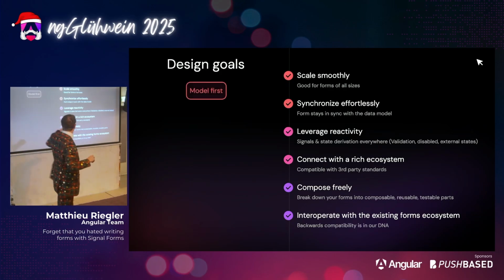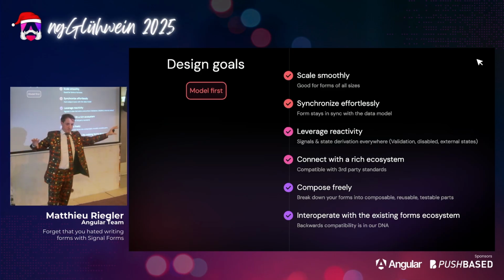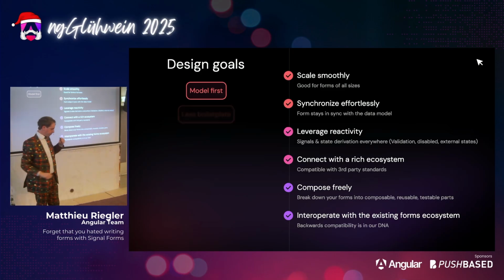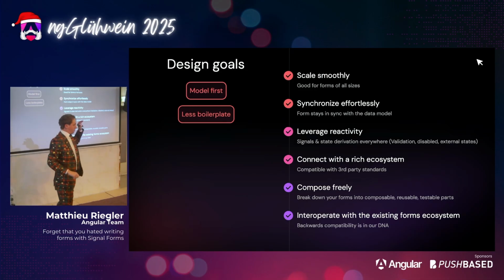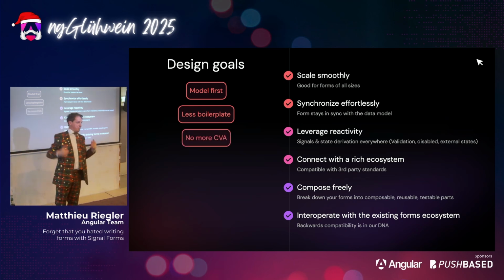We wanted it to be model driven, so the data is on one part and the form definition is on another part. We wanted it to have way less boilerplate. Remember, like I said, CVA is one of the worst APIs that we have. A lot of boilerplate, we can make things way simpler. Of course, no more CVA.